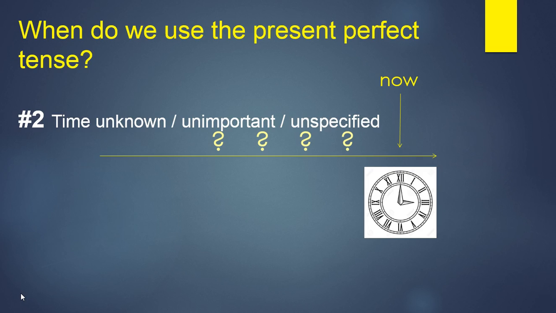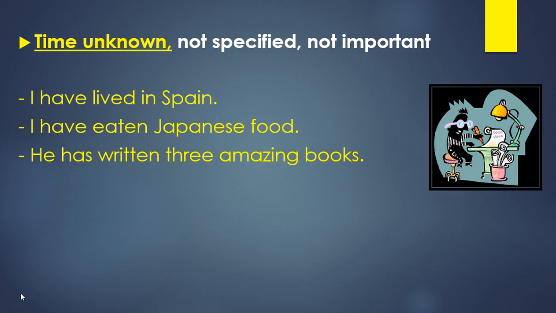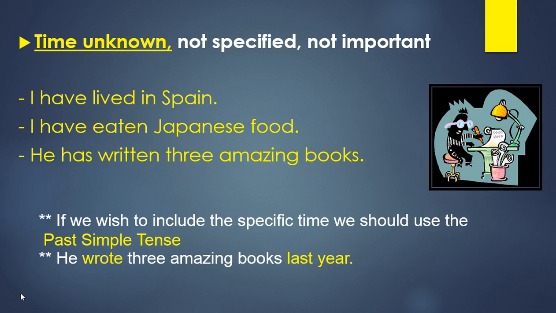Second, when do we use the present perfect tense? Time unknown, unimportant, unspecified. So this is when we're talking about something that happened in the past, but we've no idea when this event actually occurred. So here are some examples. I have lived in Spain. I have eaten Japanese food. He has written 3 amazing books. We're talking about these ideas, but we're not relating them to any specific time.